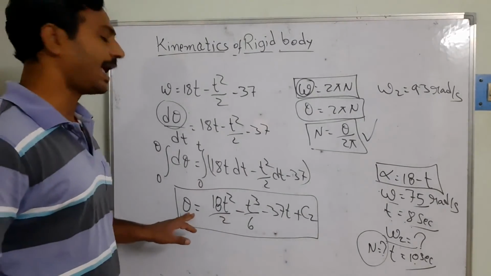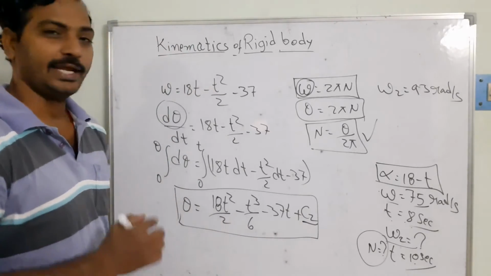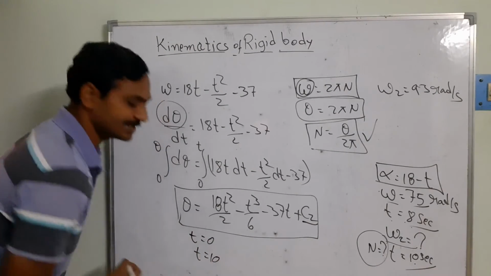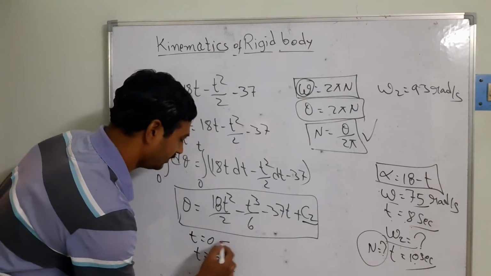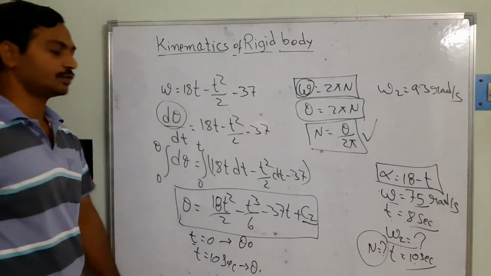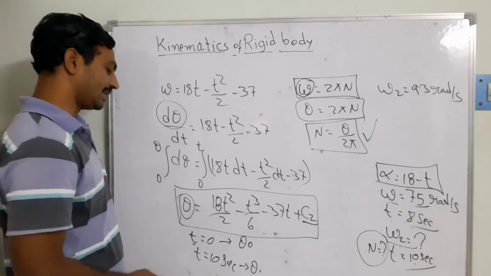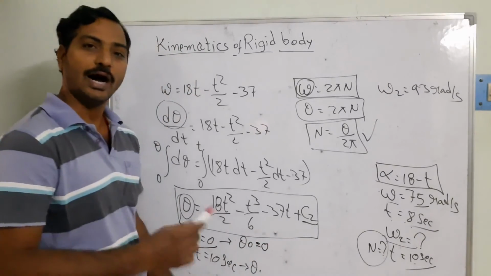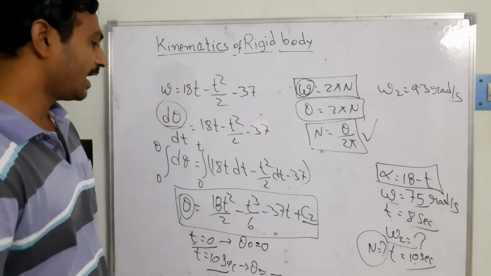After getting this angular displacement, I need to calculate C2. For this C2, we take two conditions: when t is equal to 0, and when t is equal to 10 seconds. In this case, we get theta naught and here you will get theta. If I substitute in this equation, then I can calculate the theta value here. As we know, when the time is equal to 0, the initial angular displacement theta naught is 0. After a certain time, 10 seconds, it will cover a certain distance. On this basis, I am going to substitute here.